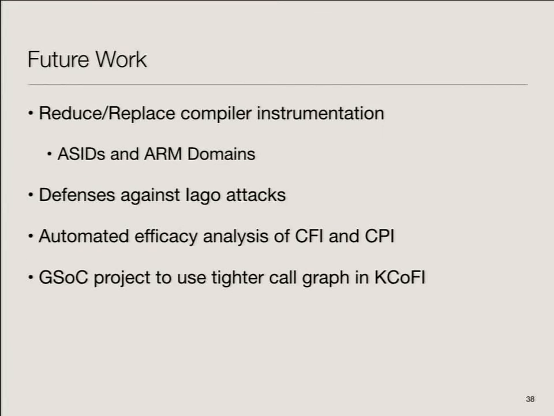All right, future work. So one of the things that we're going to have a student start working on soon is replacing and reducing the compiler instrumentation. So as you've seen, the compiler instrumentation, while it is better than using the VMM extensions in the way that InkTag did, it still has overhead that's not negligible, at least on the LLVM benchmark suite and on applications like SSHD. We think we can replace the software fault isolation instrumentation using address-based identifiers or ARM domains, or perhaps by making small modifications to the MMU of a processor to provide the isolation features that we need.